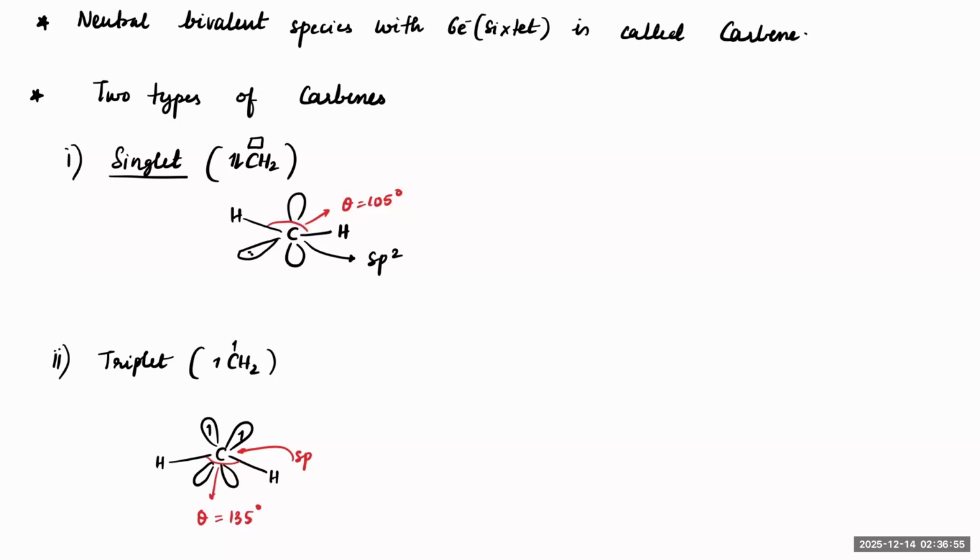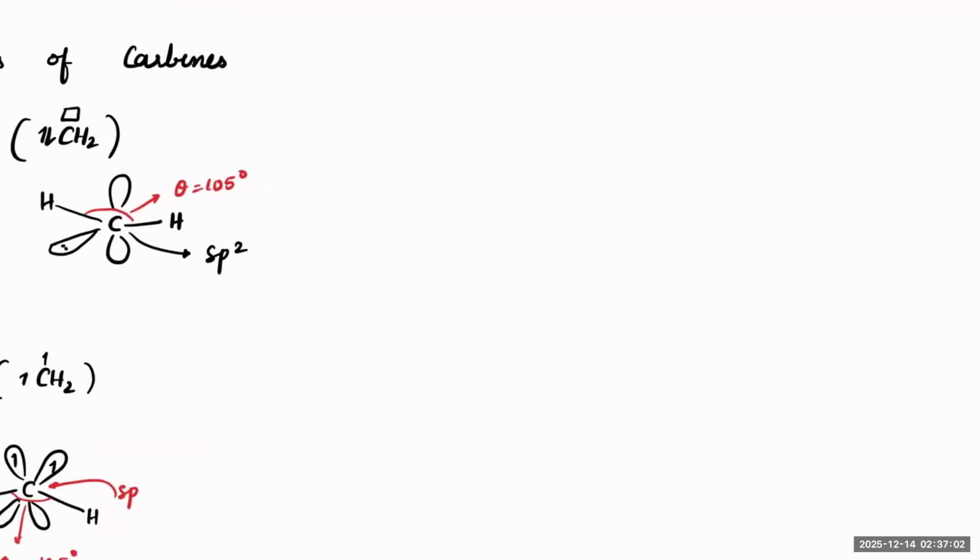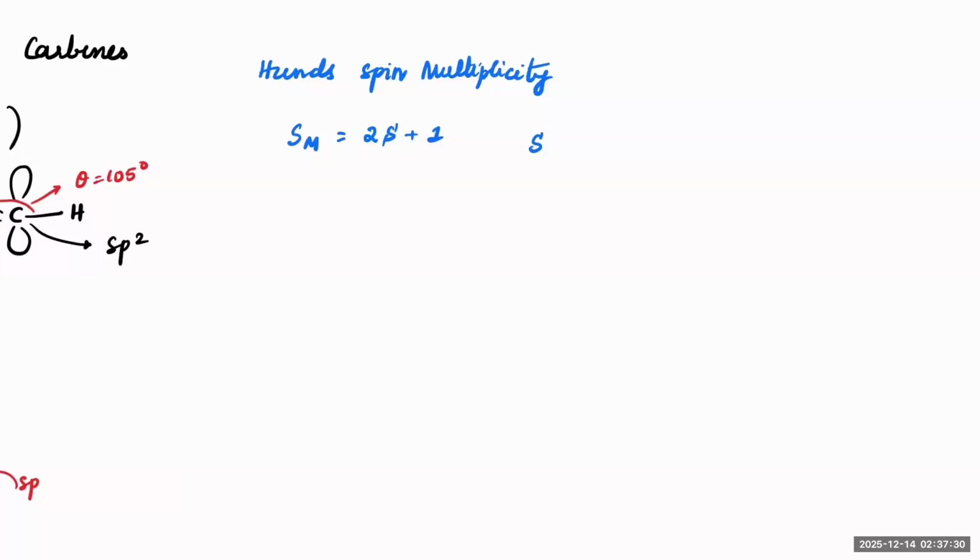Okay. Next. See, in the singlet form, if you compare, why we use the word singlet, this comes with Hund's spin multiplicity formula. Okay, Hund's spin multiplicity. So what does that mean? The spin multiplicity is always equal to 2s plus 1. Okay, what is this s? S is the total spin.